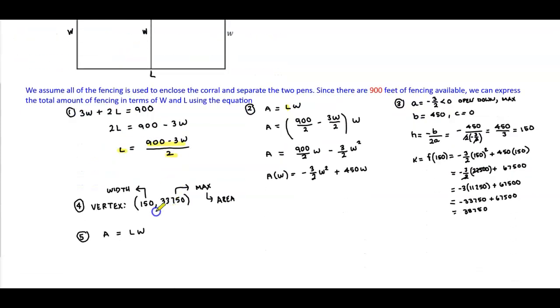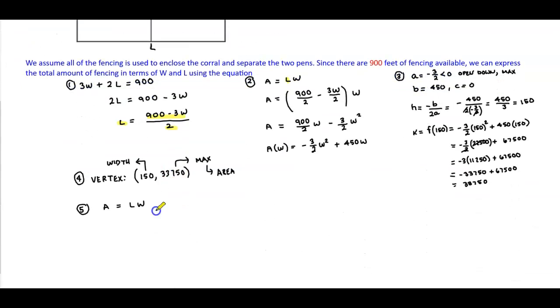We know that the width is already 150 feet, so we can solve for L by taking the area and dividing it by the width. The area we have is 33,750, and we divide that by the width, which is 150. If we take 33,750 and divide it by 150, we get 225 for the length.